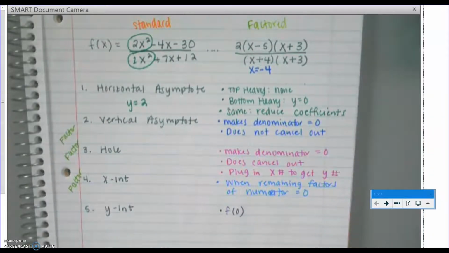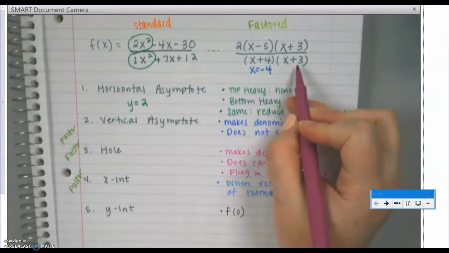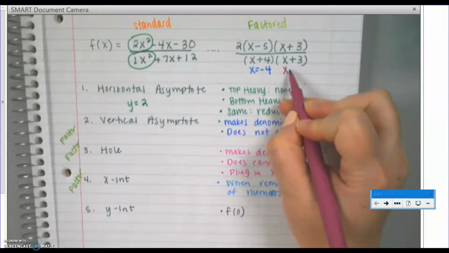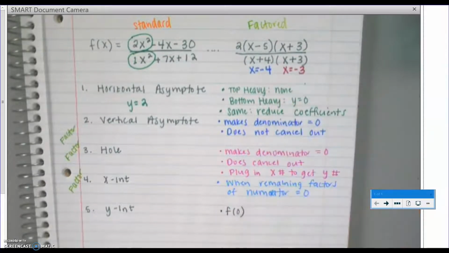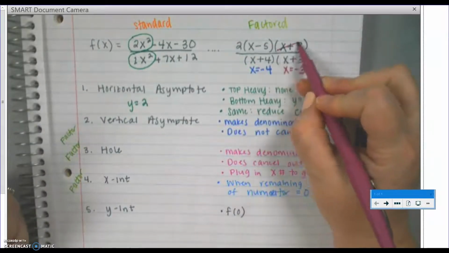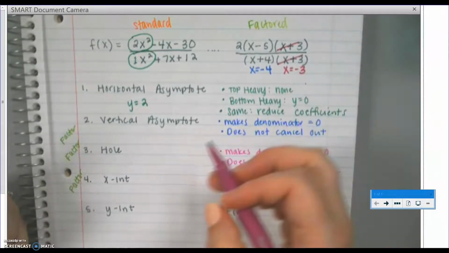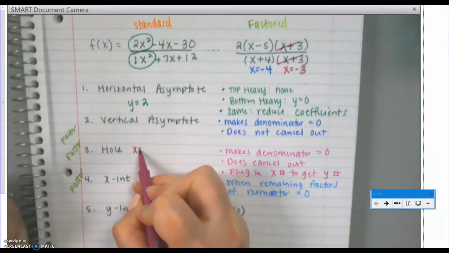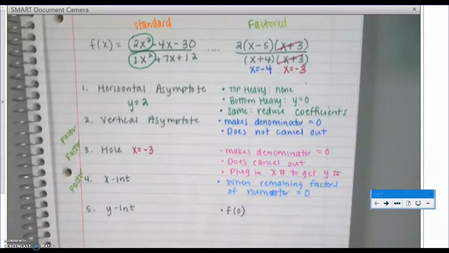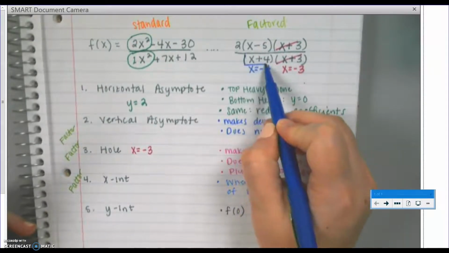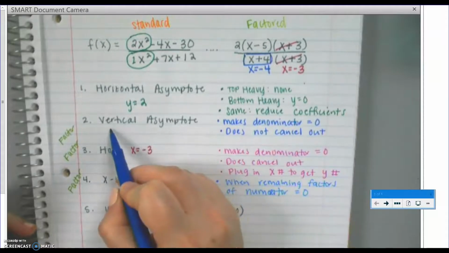All right, I have another factor here of x plus 3. So what number is going to make x plus 3 equal 0? That number would be negative 3. So if you notice, the x plus 3's will actually cancel, which means that x equals negative 3 is the x value of the hole. The one in the denominator that doesn't cancel, that is your vertical asymptote.